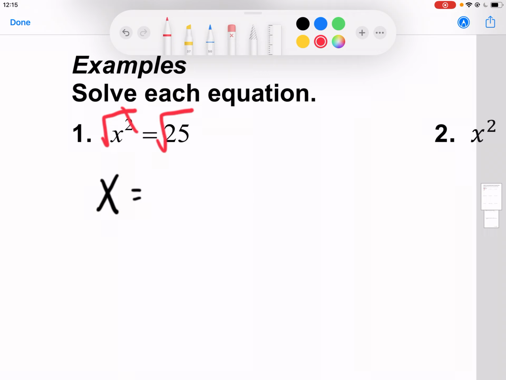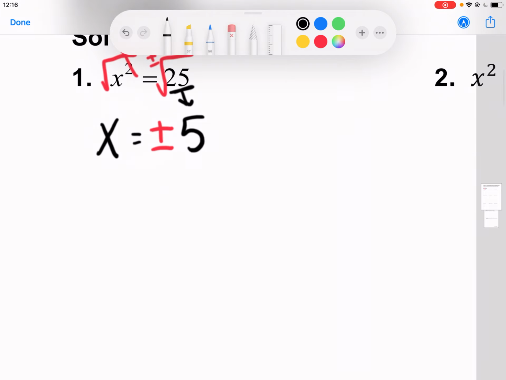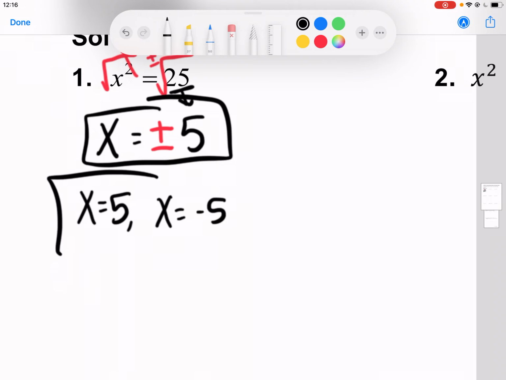Now, when you physically take a square root, you always need to remember that there's a plus or minus, or positive and negative answer that works. So if you put square root of 25 in your calculator, it'll only give you the 5. So you just have to put the little plus or minus symbol in front. So what this is saying is our answer is either x equals 5 or x equals negative 5. So you can write it either way, okay?